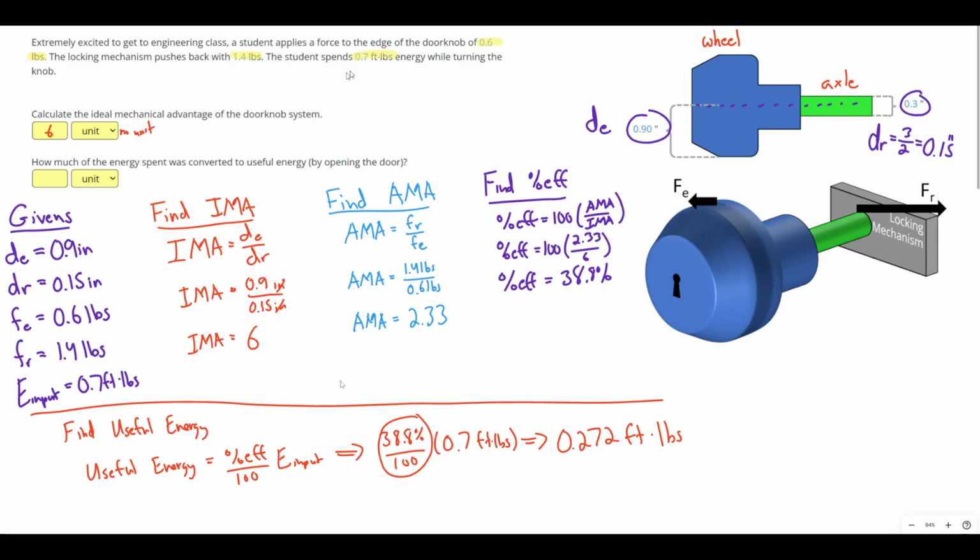So out of that 0.7 foot-pounds that the student spent, a small fraction of that, 38% of it, is actually used to open the door, and that's 0.272.